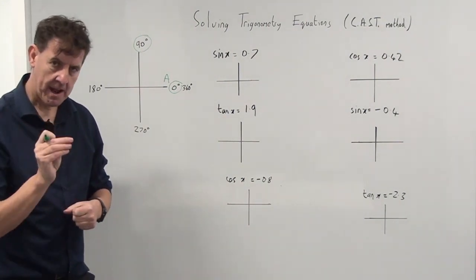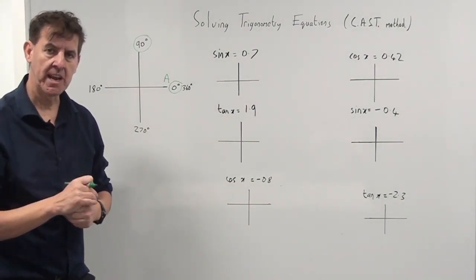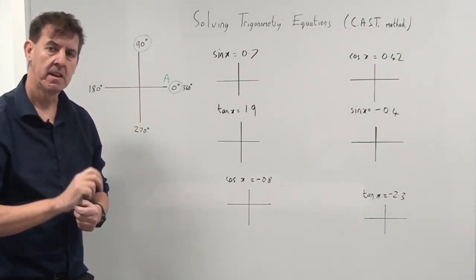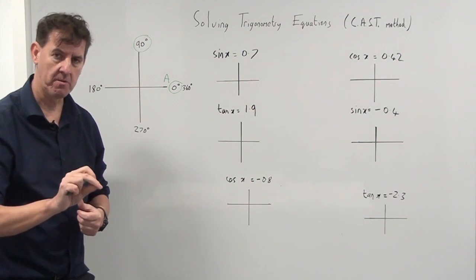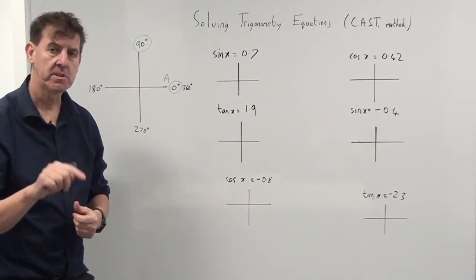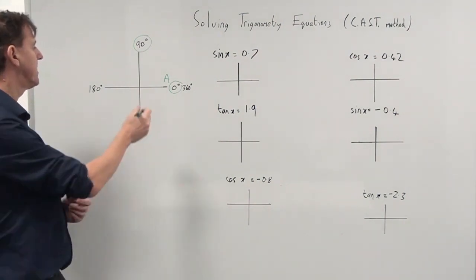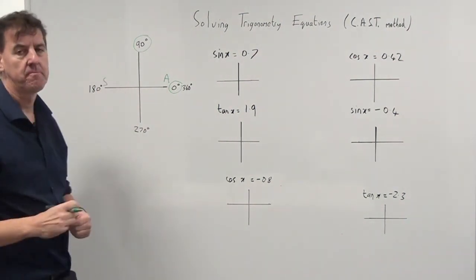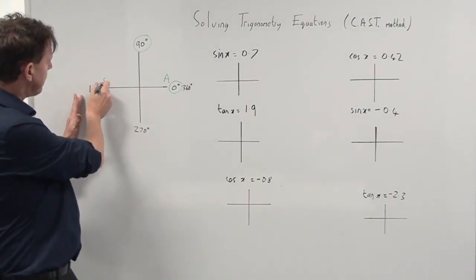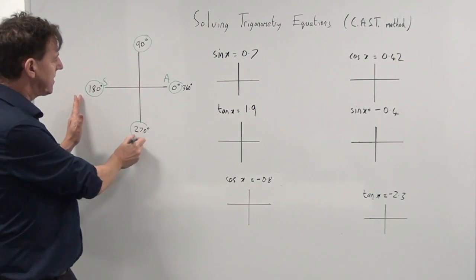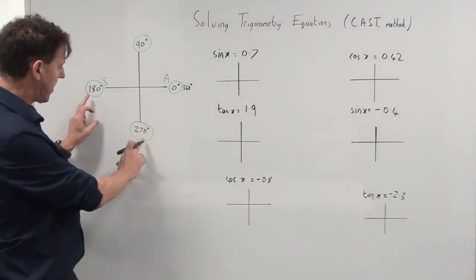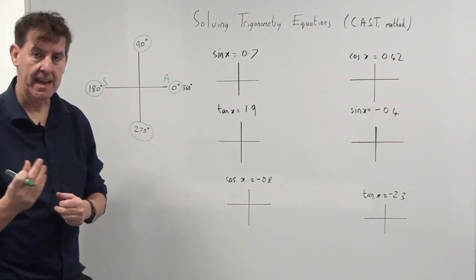Now if you look at the graphs between 90 and 180 degrees, the cos graph dips below the x-axis, the tan graph dips below the x-axis, the sine graph remains positive between 90 and 180 degrees. So I'm just going to put the letter S inside there. If you go between 180 degrees and 270 degrees, there is only one graph that's positive between 180 and 270, and that's the tan graph.